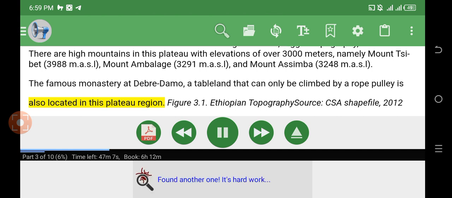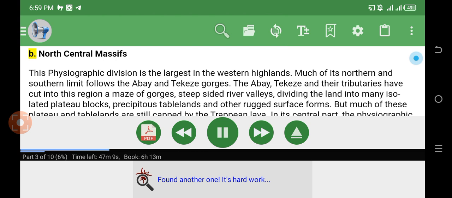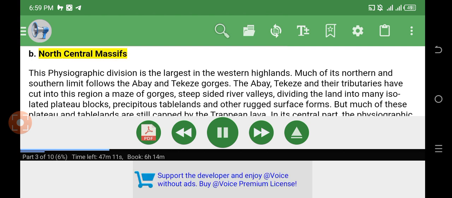Figure 3.1. Ethiopian Topography. Source: CSA Shapefile, 2012. B. North Central Massifs. This physiographic division is the largest in the Western Highlands. Much of its northern and southern limit follows the Abay and Tekeze gorges.